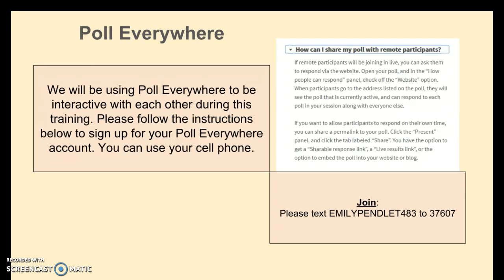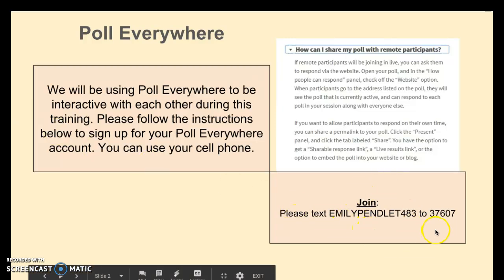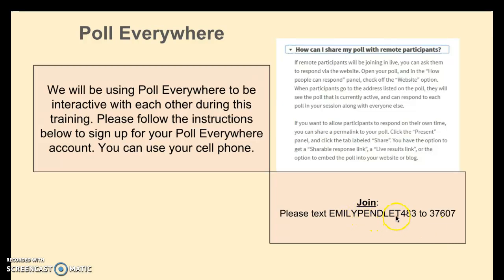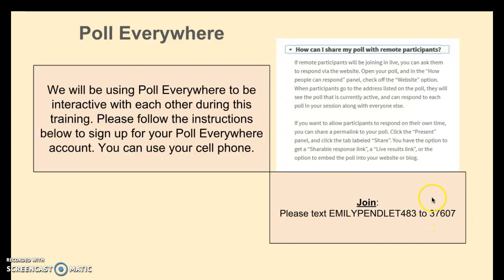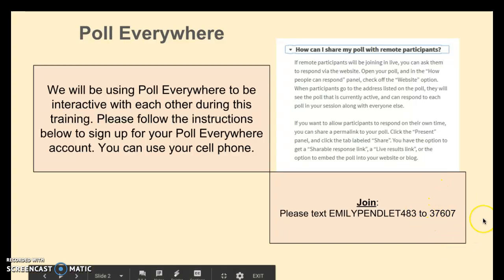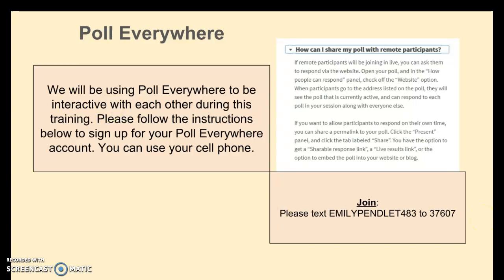What I would like everyone in the audience to do right now is get out their cell phone, and if you see in the bottom right here, I want you to type Emily Pendleton with a T 483 to 37607. I'm going to give you a second to do that. This is going to allow you to answer discussion questions that I post in the middle of our tutorial, and that way I can comment and we can all have a discussion around the answers that are submitted by everyone in the audience.